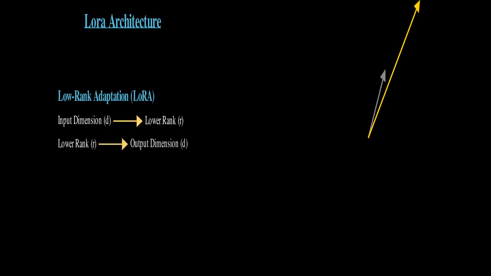How do A and B work? Matrix A down projects the input from dimension D to a smaller rank R, and matrix B up projects it back to D. The scaling factor alpha determines how strongly to apply these adapter weights. If rank is 16 and alpha is 32, the adapter's influence is scaled by alpha over rank. Choosing the right rank is critical. Rank 8 or 16 is usually sufficient for style transfer, while complex reasoning tasks might require rank 64 or higher.